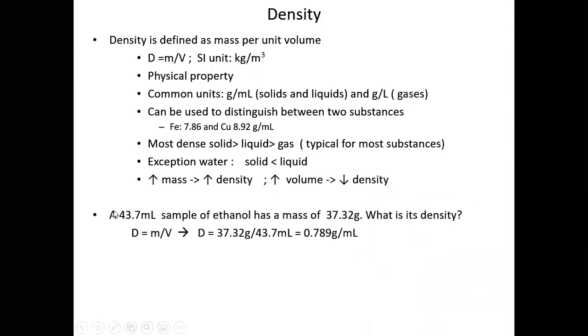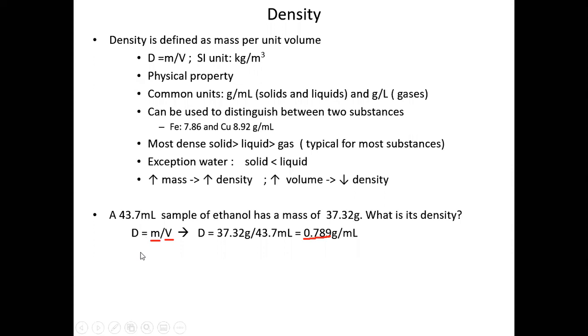And so we have a type of calculation. Let's say we have 43.7 milliliters of ethanol, and it has a mass of 37.32 grams. What's its density? Well, density is just mass divided by volume, and so we get a density of 0.789 grams per milliliter. So that's what you would do in the lab. You would take a sample of ethanol, measure its volume, measure its mass, and you can calculate its density.